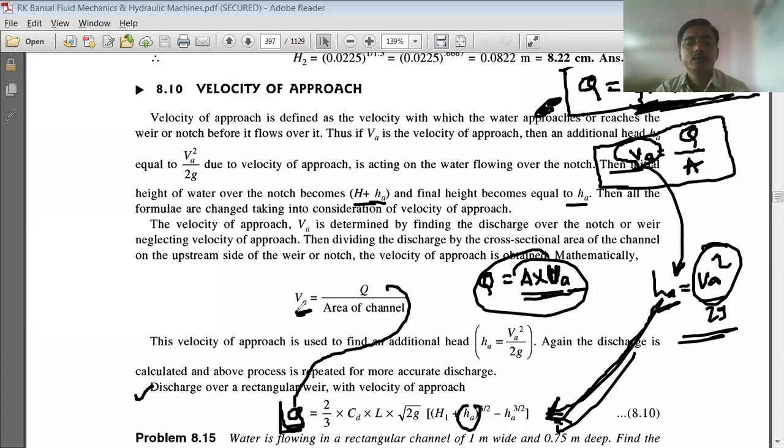And by using this velocity of approach, we will again find out the value of HA, that is the velocity head, and we will use this value in this equation and find out the discharge. So you will get a more accurate discharge. In this same way, the more iterations you do, the more accurate results or discharge you can get.